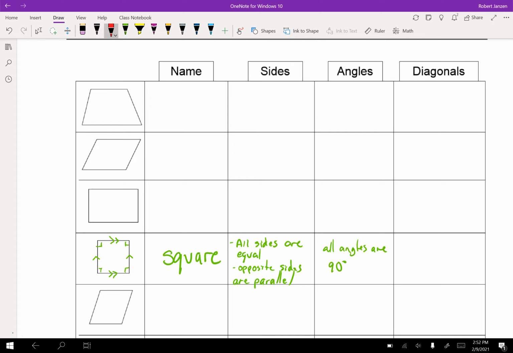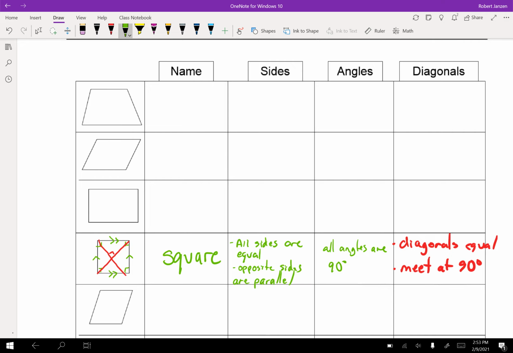Okay, what is a diagonal? A diagonal, if we have a quadrilateral, is the line that goes through the middle like this. Okay? So in a square, these two diagonals are equal and they meet at 90 degrees.